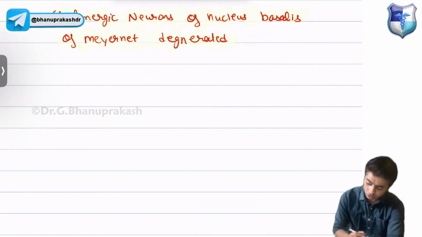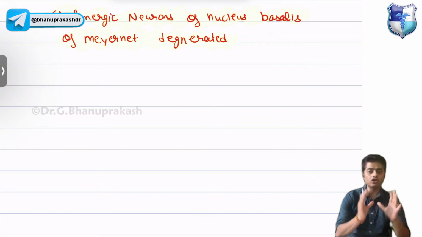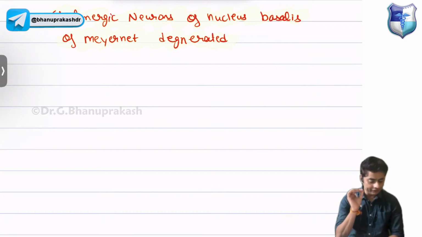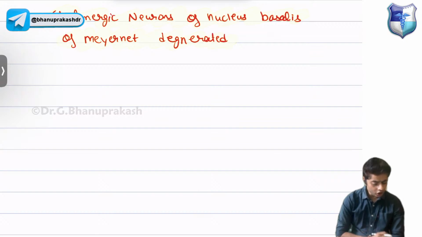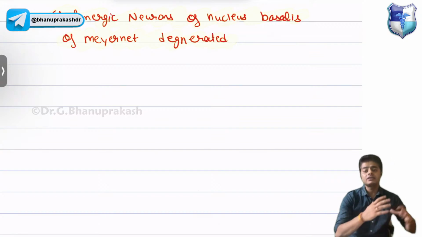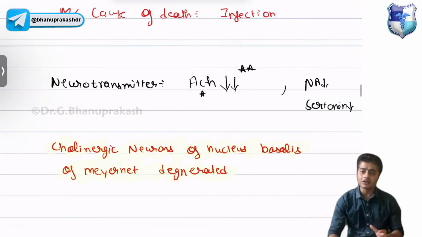So now we are moving to the pathology part. Can anyone tell me what you know about the pathology of Alzheimer disease? Because you all have studied the pathology of Alzheimer disease. Can anyone tell me? Someone is asking, sir, you have told that episodic memory is lost.